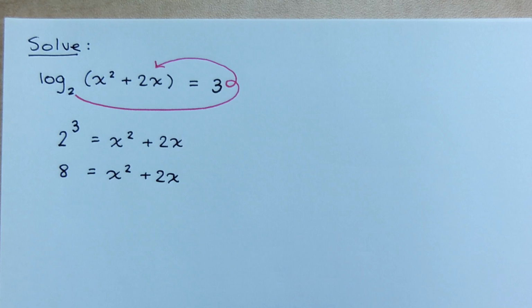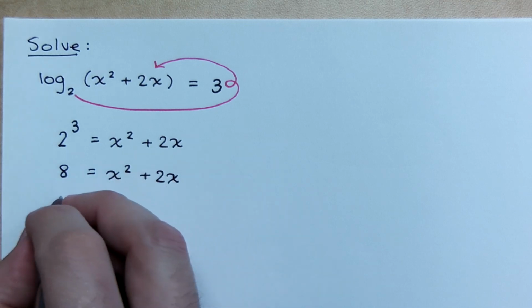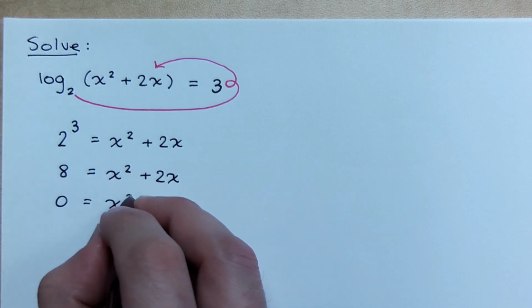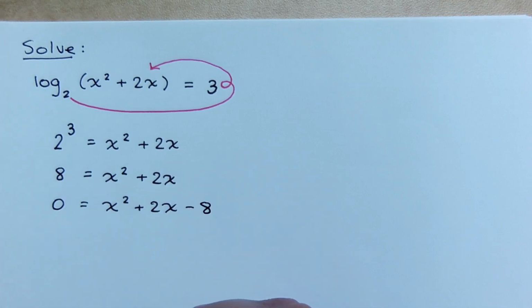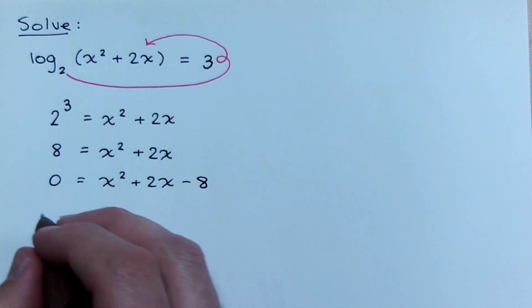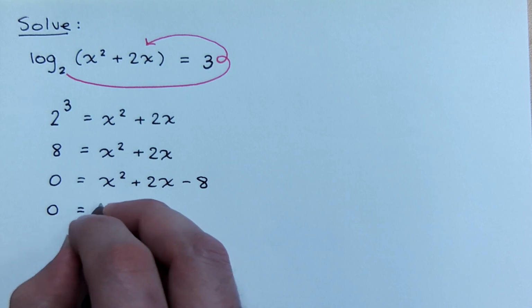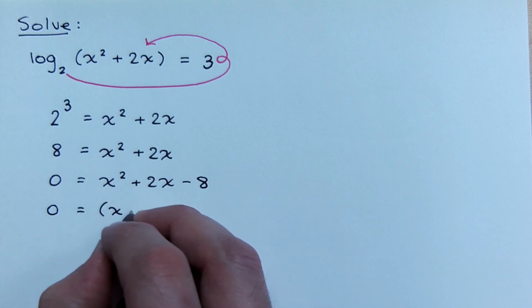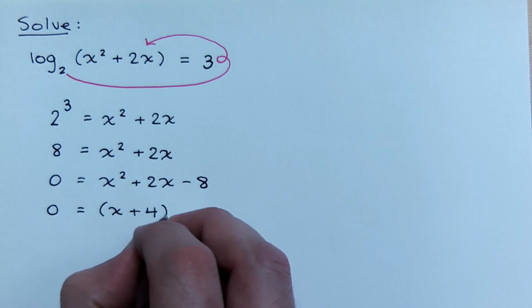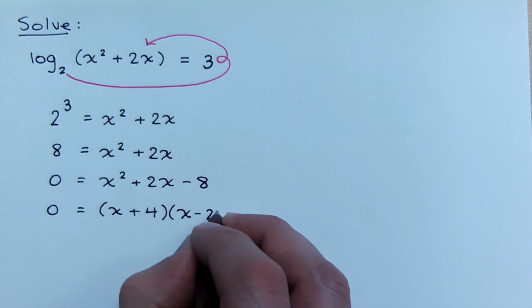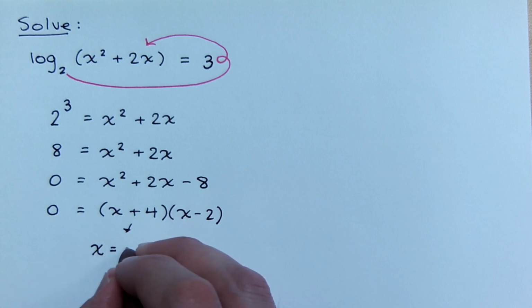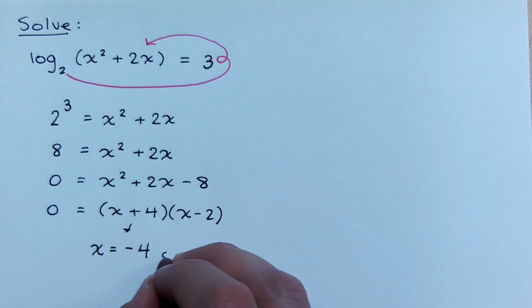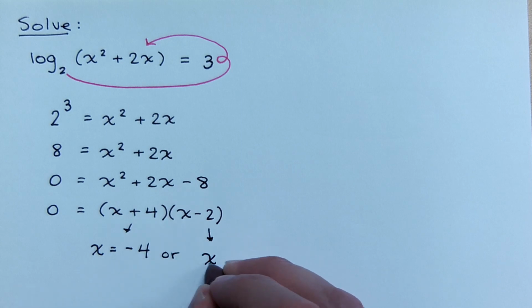Well, again, the 8 goes to the other side. I've got to move everything to one side first, otherwise I get in trouble. So 0 equals x squared plus 2x minus 8. And then if we factor this, how do you factor x squared plus 2x minus 8? We need x plus 4 and x minus 2, which means that x equals what? Negative 4 and 2. X equals negative 4 or x equals positive 2.